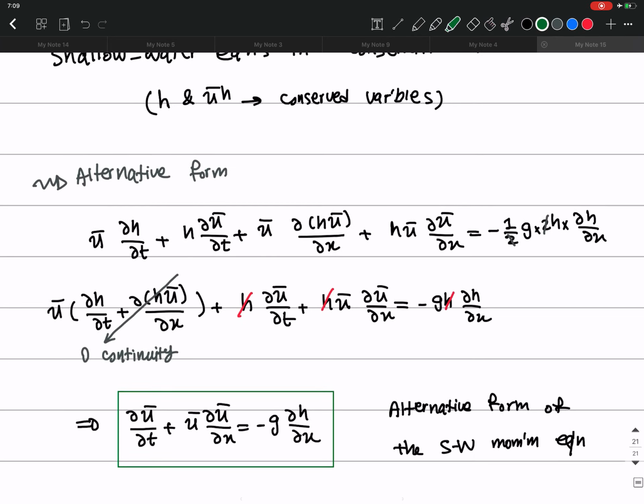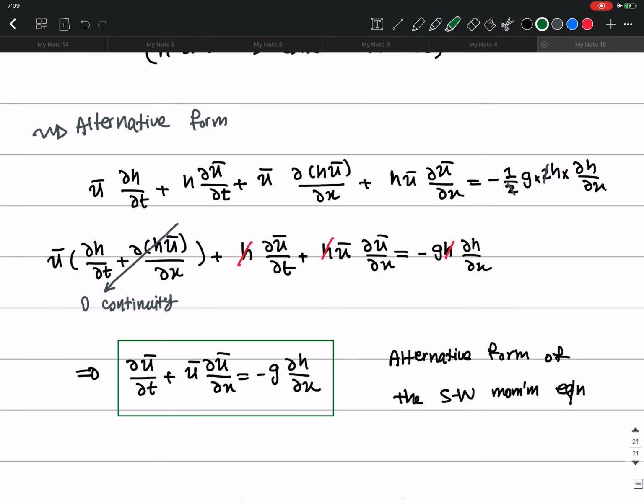And then I showed another alternative form of the shallow water momentum equation by just setting the continuity to 0 and getting it from our momentum equation. And this is an alternative form of the shallow water momentum equation. Okay, so in the next lecture, we are going to talk a little bit more about these equations, trying to find some more insights about the dynamics of these types of flows.